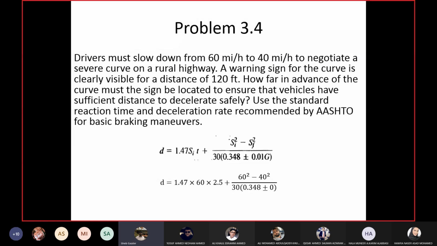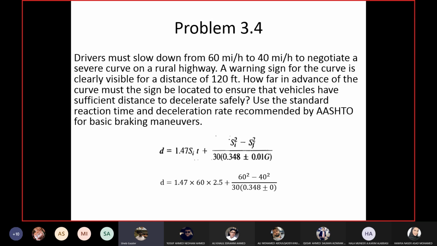Now let us do another example. We have a driver who has to slow down from 60 to 40 miles per hour to negotiate a severe curve. Sometimes you are designing a highway, and at a location you need to give a curve, and you don't have enough space to provide a large radius. To provide a smaller radius, you need to reduce the speed as well. So they had to reduce the speed from 60 to 40 miles per hour for this curve.